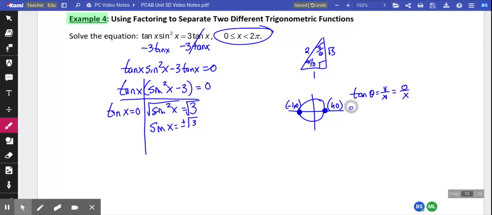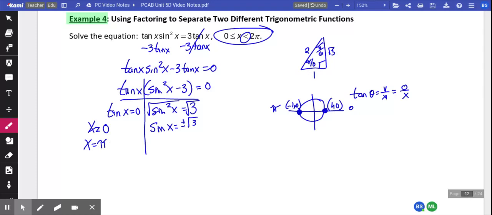So that's at 0, pi. And we don't need to include 2 pi because there's no or equal to on our inequality up here that restricts our domain. So at 0 and pi, those would be our two answers for when tangent of x is equal to 0.